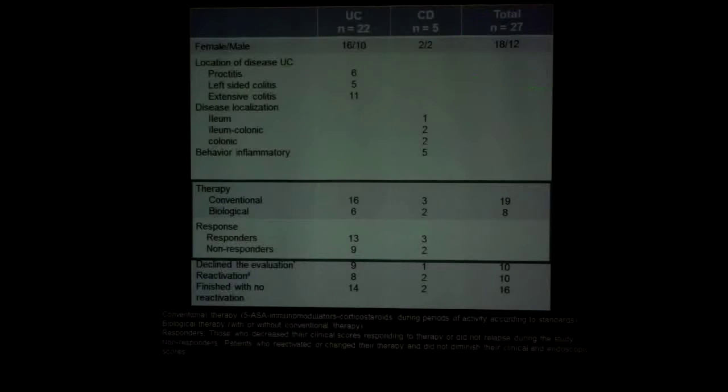In total, we recruited 27, because 4 patients didn't follow the protocol, because it was 1 year. 22 were ulcerative colitis and 5 were Crohn's disease, and these are the locations of the disease in ulcerative colitis and Crohn's. The therapy was mainly conventional therapy, and a few of them received biological therapy, anti-TNF-alpha. And we characterized the response to the treatment in groups of responders and non-responders.